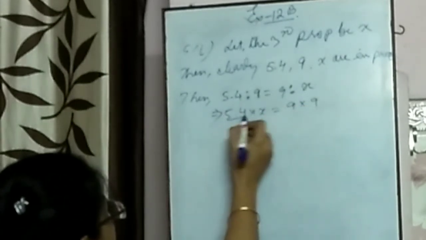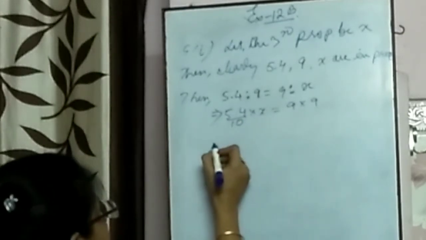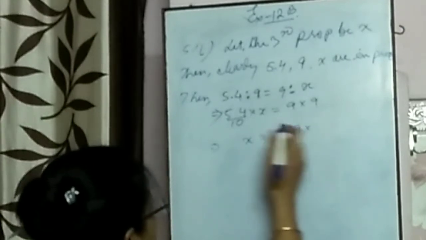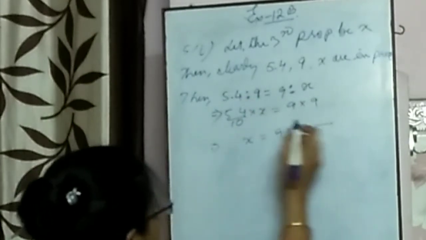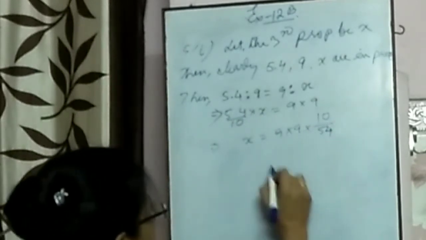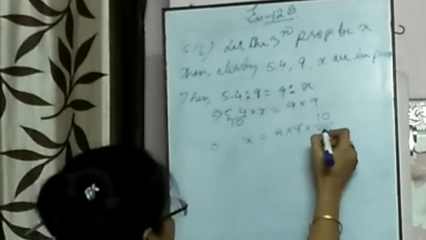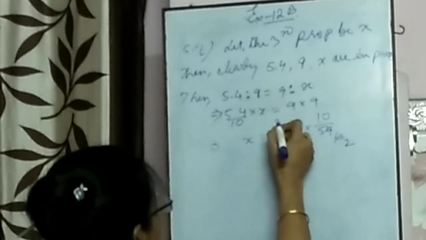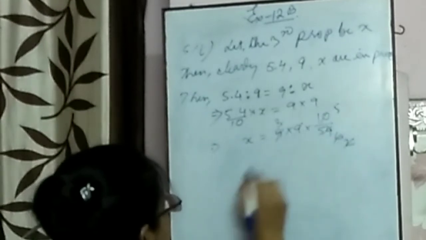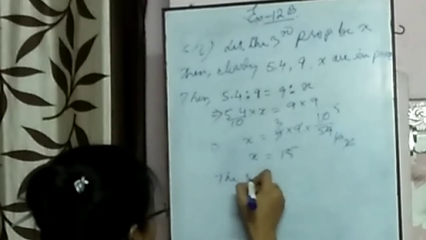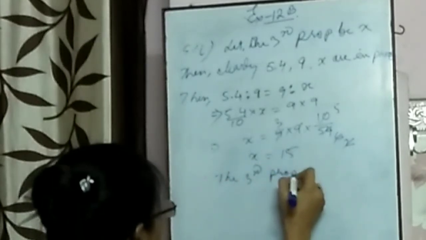This decimal you remove here. x is equal to 9 into 9. One very easy way to get it multiplied, this 54 by 10. So you make it 10 by 54. So it is 15. Therefore the third proportion is 15.